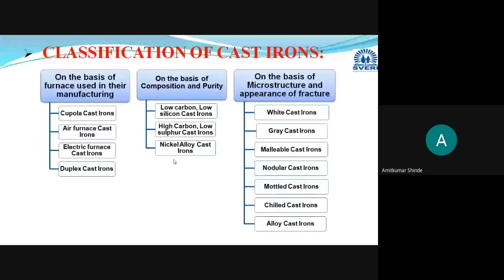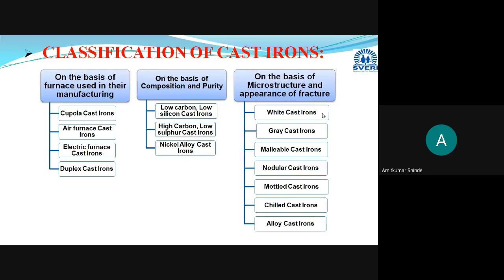Now, white cast iron. Okay, first is the white cast iron. Which microstructure or which phase is there? Generally, in white cast iron, the cementite phase will be there. If you observe the microstructure of that cast iron, you will be able to see the cementite. It means carbon is present in combined form. Free carbon is not available. Whichever carbon is there, it will be present in the form of cementite. Cementite is nothing but Fe3C. This is the chemical formula for cementite.